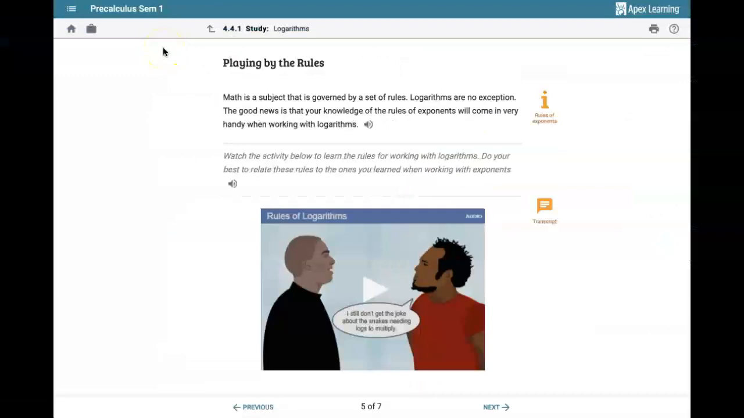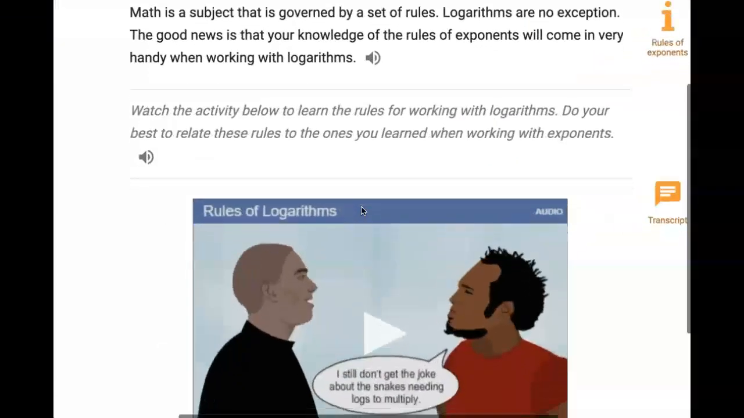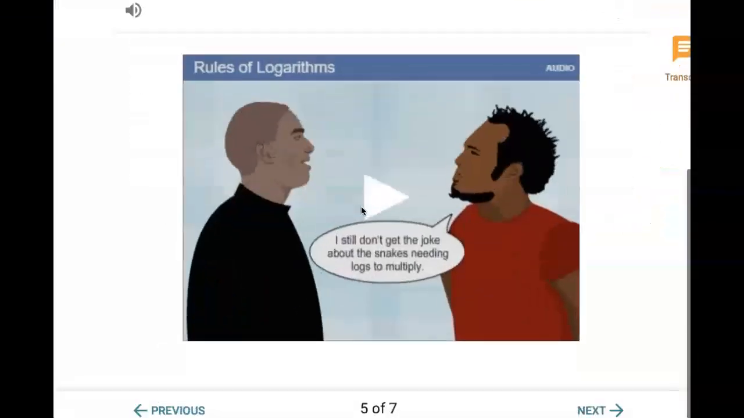And just like everything that we've been doing, there are a set of rules that go along with this particular type of function. So let's listen in here and figure out what the rules are for logarithms.